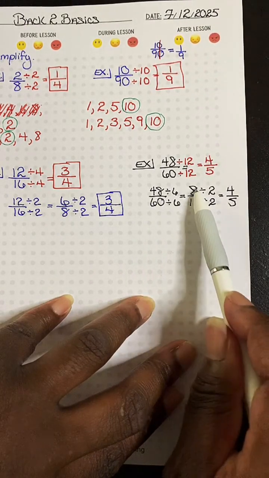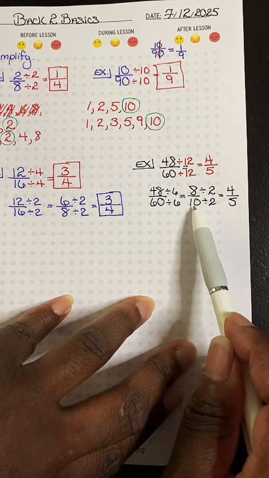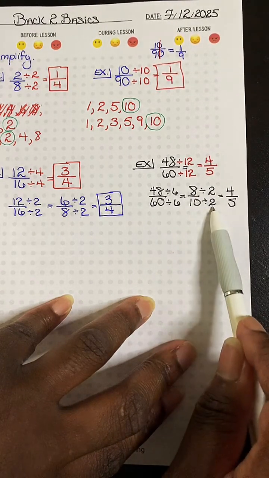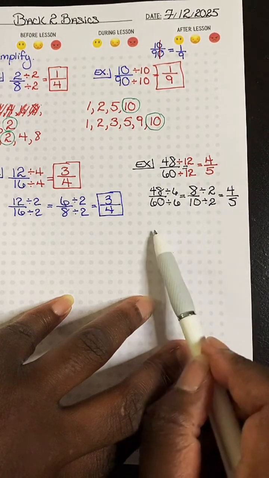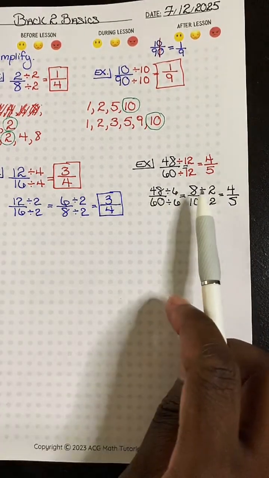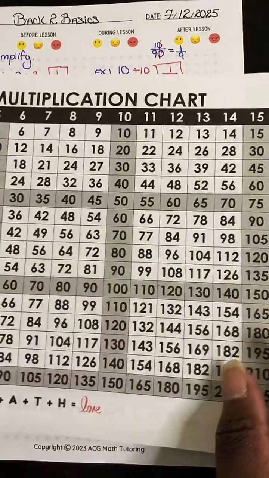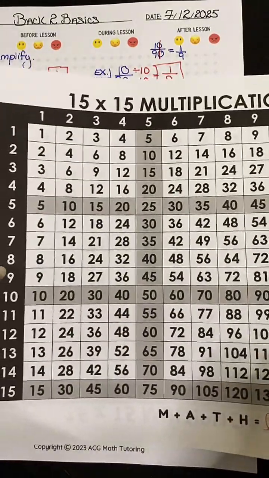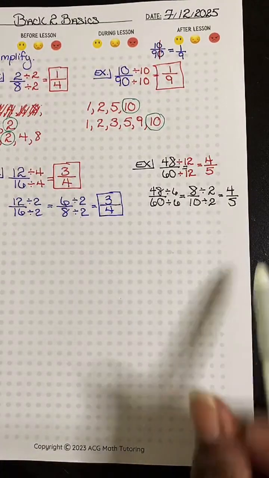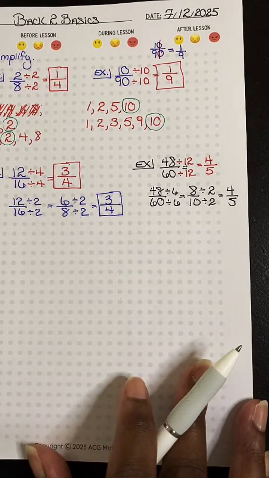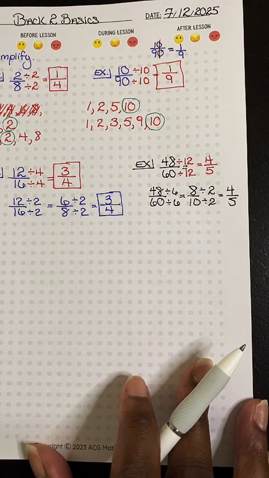Oh, both of them are even. If your numerator and your denominator are both even, try to divide it by 2. Then you'll be able to get your answer, okay? But it will be helpful for you to understand your multiplication table, all right? Okay, so that's simplifying, okay?